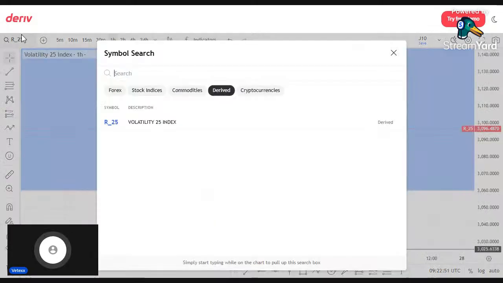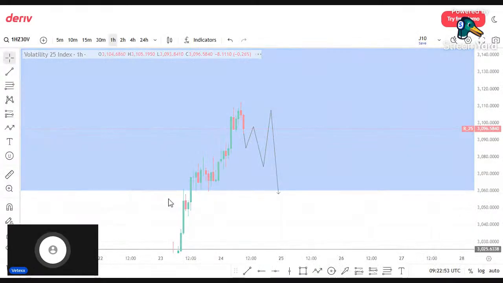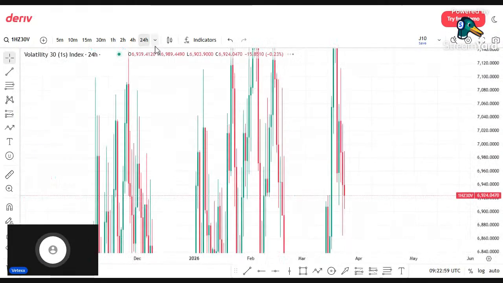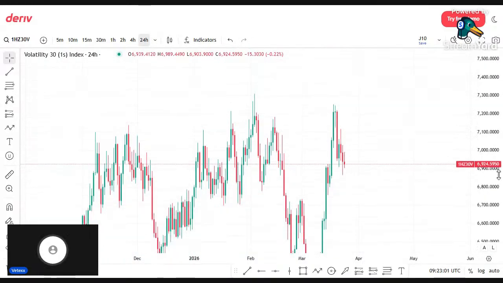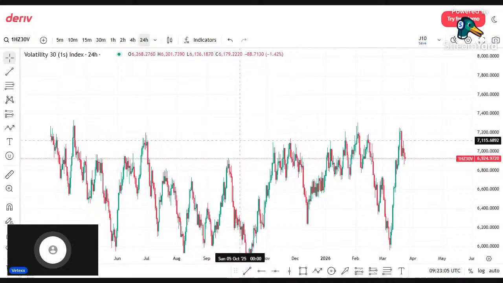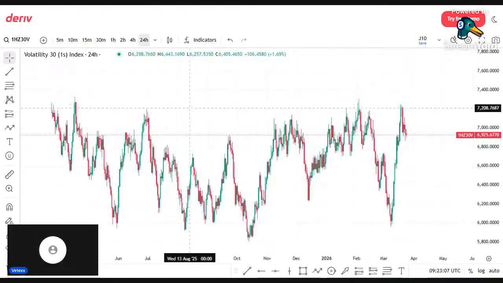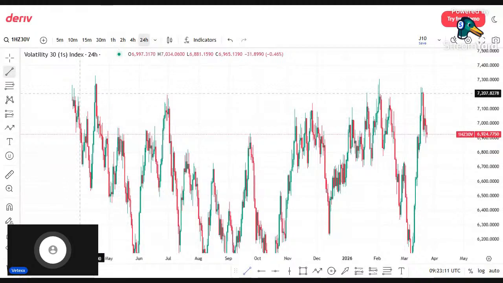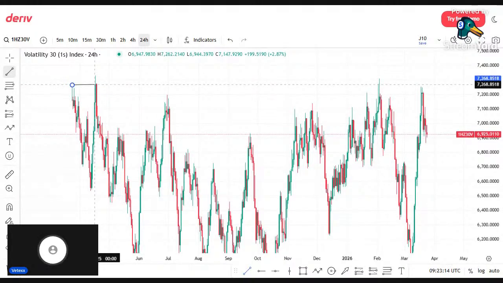So now the next pair we'll be checking out is V31 index. What do we have on V31 index? Starting from the 24-hour time frame, V31 index has been bearish. All right, and recently it came to the point of interest and decided to start selling again. So we have this sweep of liquidity here.